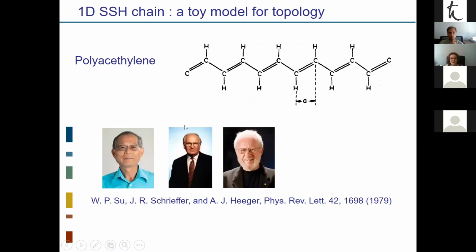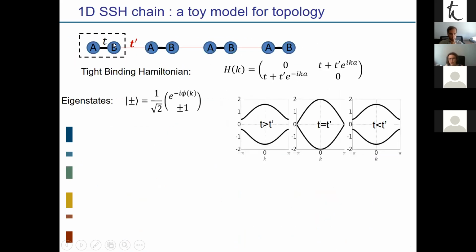So SSH, as you know, was first addressed when these three physicists wanted to describe the physics of a polyacetylene chain. So in a tight-binding approach, you can just consider a chain of identical atoms, and then you consider two couplings, T and T prime, and you have an alternation of these two couplings. So this periodic modulation opens a gap. If you calculate the band structure, you get a gap as soon as T is different from T prime.